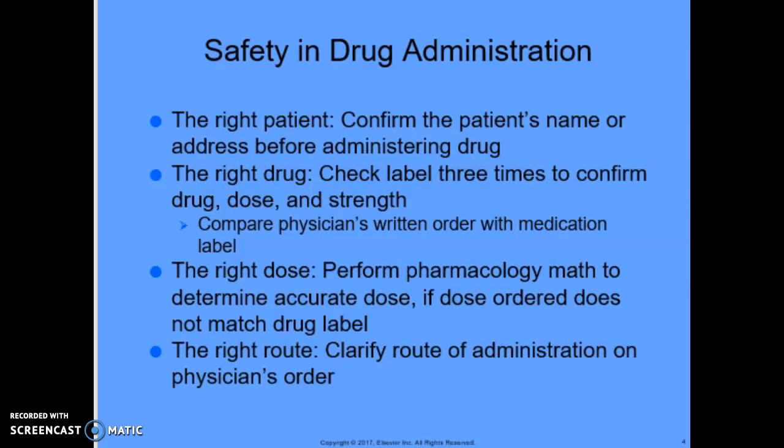Let's start here first with the safety and drug administration. This is key. So the patient always has the right to refuse to take a medication. It's very important to know and understand that. You always want to confirm the patient's name, and we usually do name and date of birth for the right patient. The right drug, you want to check the label 3 times, right? We've been practicing this, the 3 med checks.